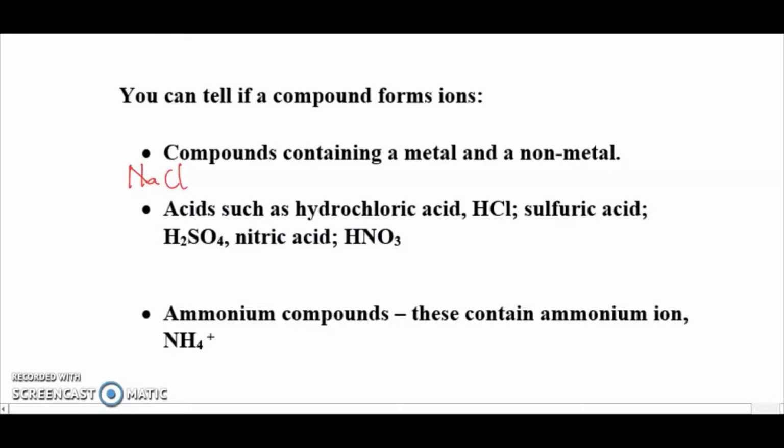is an ionic compound because it is made up of a sodium atom, that is a metal, and a chlorine atom, that is a non-metal. So this compound will form ions, and it will form the ions Na+ and Cl-. So this is an example of an ionic compound. It is made up of a metal and a non-metal.